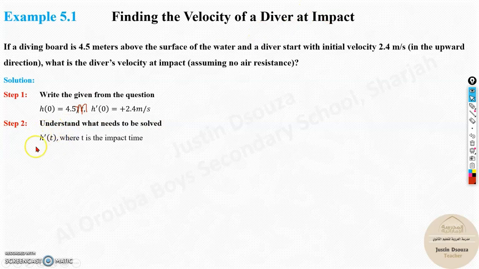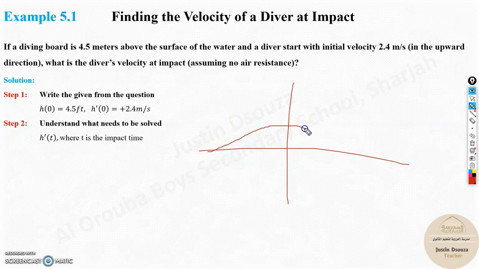We need to find h dash of t where t is the impact time. Now, what is this exactly, impact time? Impact time means where it touches zero height. It's basically like the intercepts. Let me draw a straight line. Imagine you go up like this and you come down over here. The impact is this particular point.